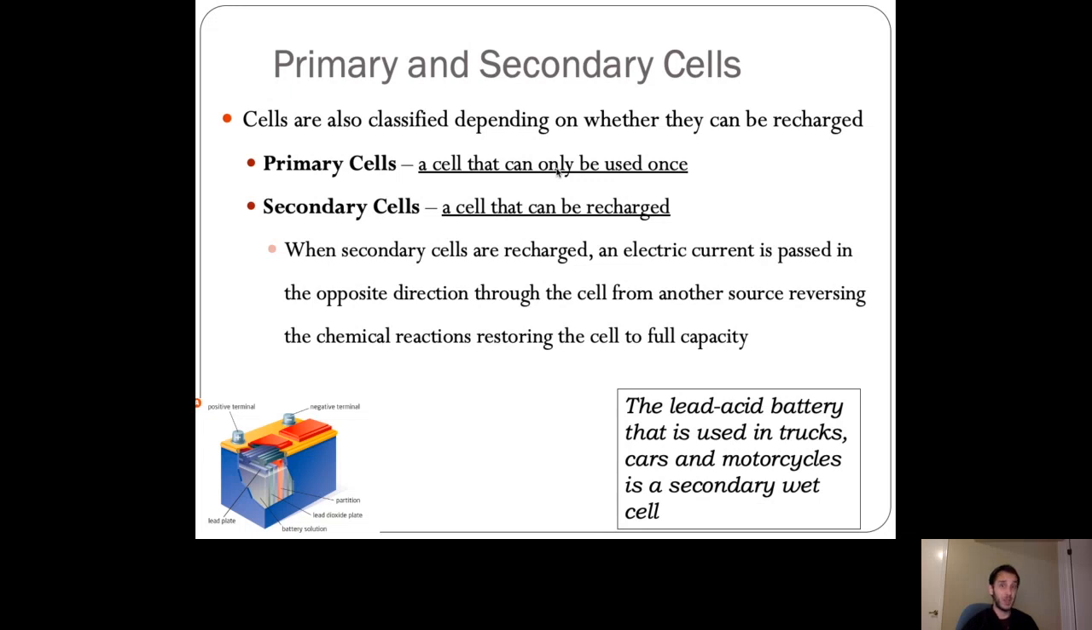So there are a number of places. Make sure you Google it before you throw any batteries out again. We don't want them going into the garbage. They're very toxic for the ground. A secondary cell is one that can be recharged.